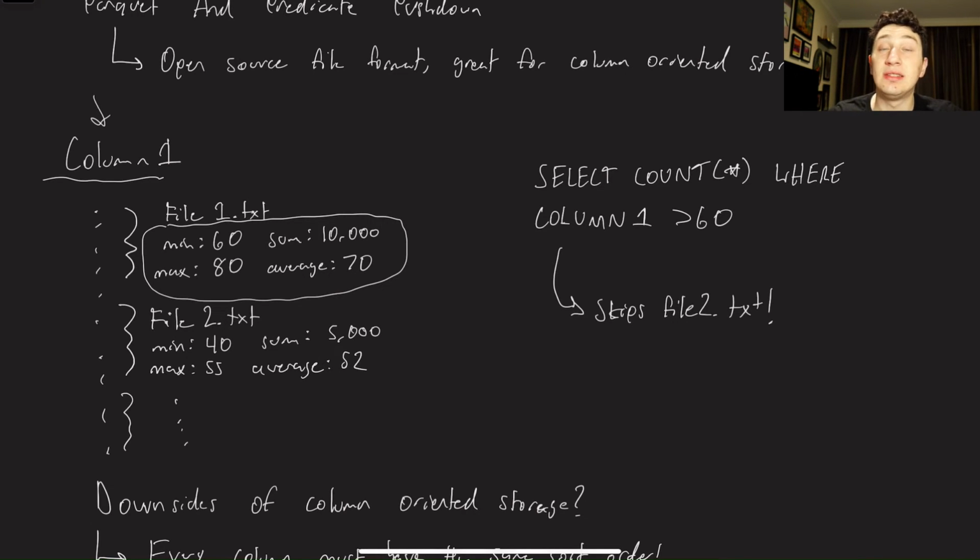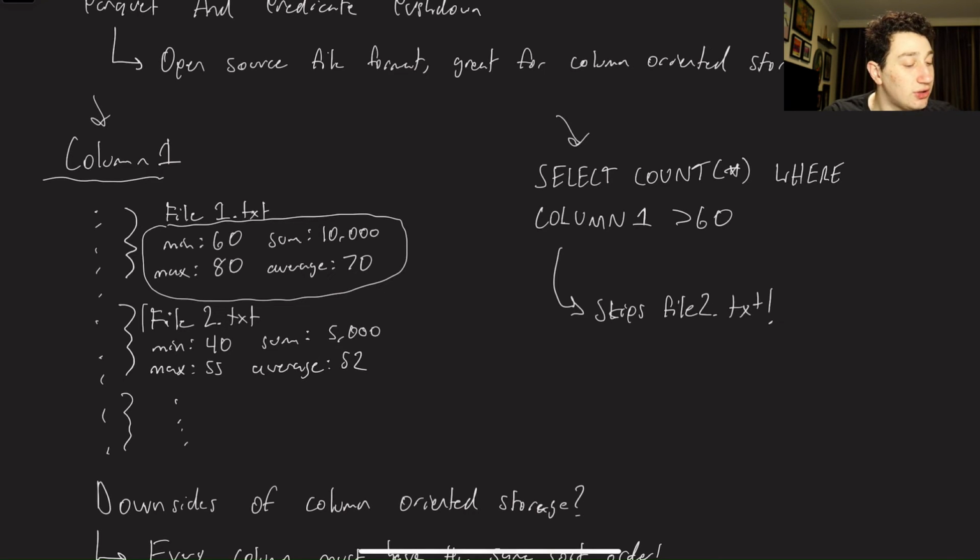And so we have these useful little pieces of metadata, the reason being that they can actually speed up our queries if used properly. So let's say I wanted to run a SQL query where I want to find all the rows where the value stored in column 1 is greater than 60.